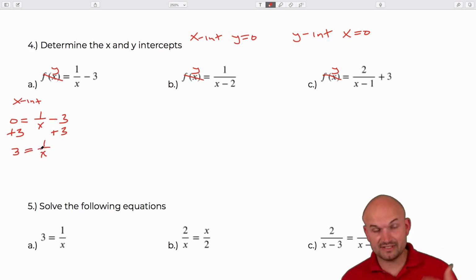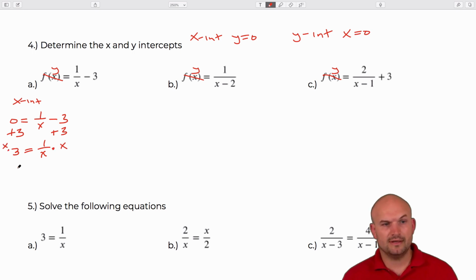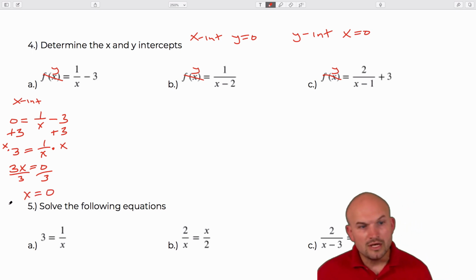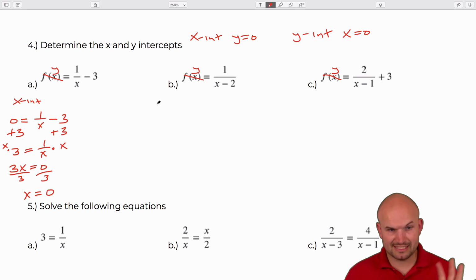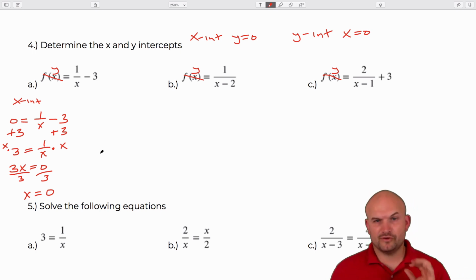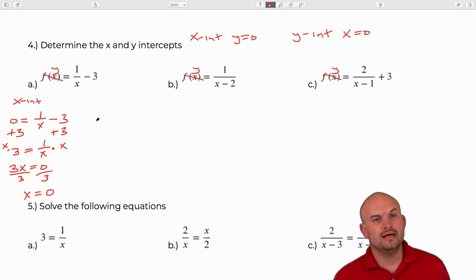Now to get x off the denominator to solve, I need to multiply by an x on both sides. That leaves me with 3x is equal to 0. And then just to solve for x, I will undo multiplying by 3 by dividing by 3, and I get x is equal to 0. Something you might have been able to recognize a little bit later, and that's kind of the point for you to do some of these problems so you can start seeing some of the patterns that are occurring.